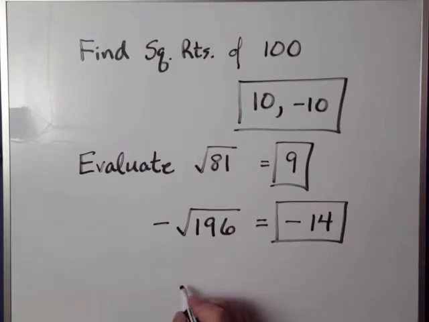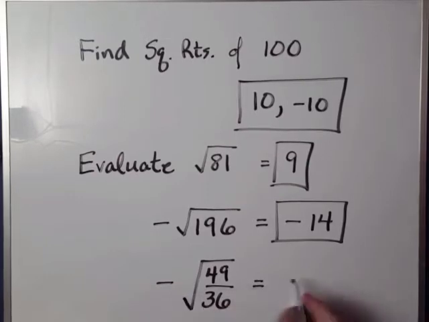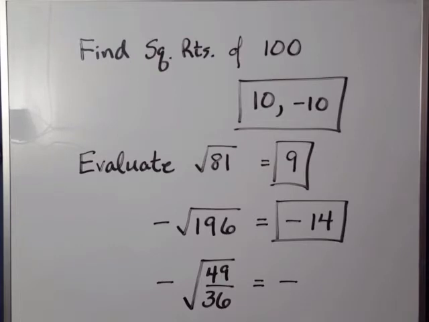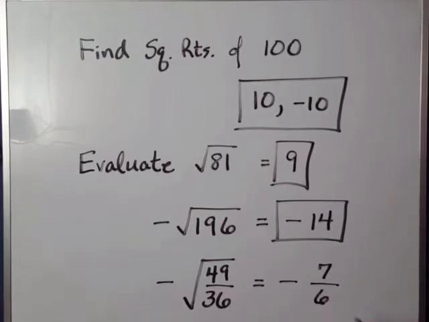Number 32, negative the square root of 49/36. The negative's floating. Now, what do I multiply times itself to get 49 over 36? Well, when you multiply fractions, you multiply the tops. So what could you have in the top times itself that would give you 49? 7 times 7. And in the bottom, 6 times 6 would give you that 36.